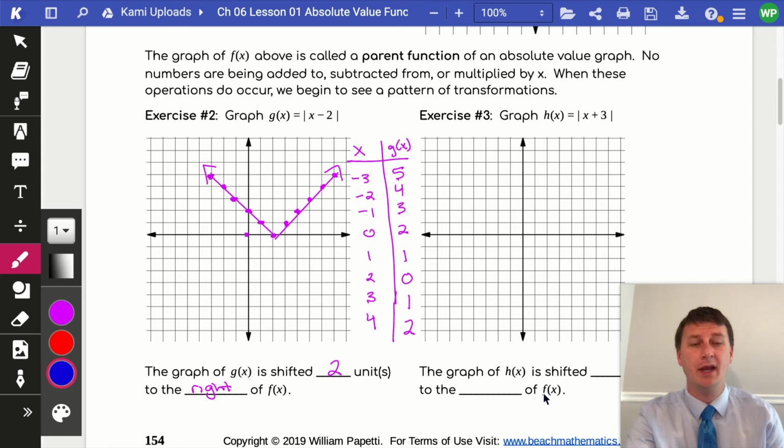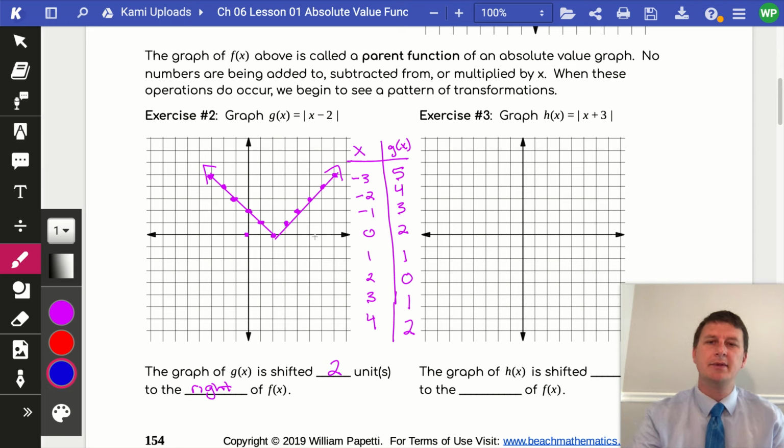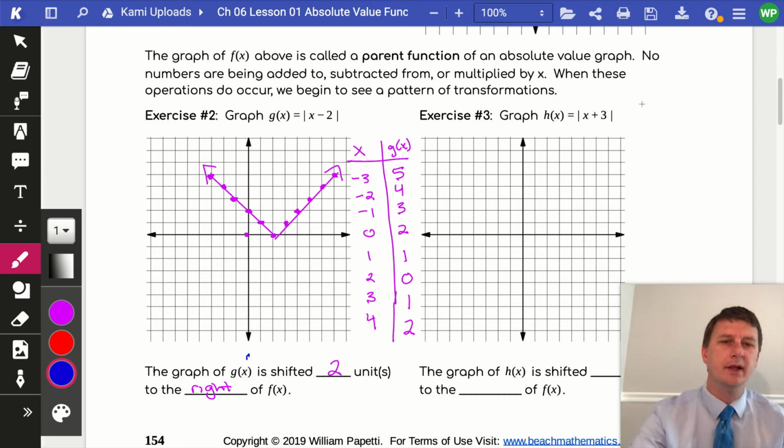In this video, we're going to be taking a look at exercise number 3 that says h of x is equal to the absolute value of x plus 3. But let's not ignore what we just did in exercise number 2. In exercise number 2, we looked at the absolute value of x minus 2, and we saw that this was shifted 2 units to the right. So we were subtracting 2, and it moved it 2 units right. So if the opposite of a subtraction is addition, and subtracting moves it to the right, where do you think addition is going to move it? And you might have guessed left, but let's see. Let's make sure that it's moving to the left.